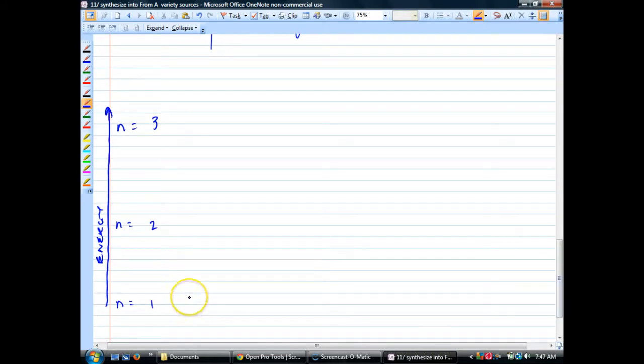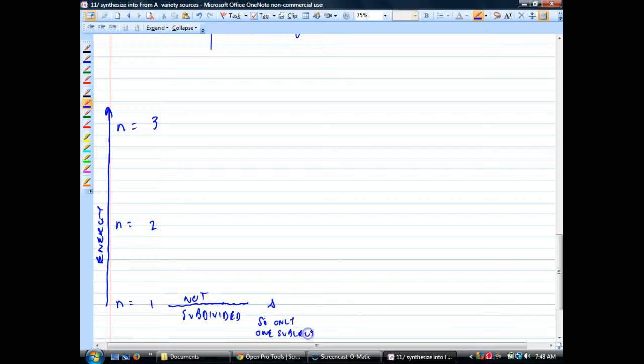Now it turns out that principal energy level 1 has only one subdivision. In other words, it's not subdivided. So it only has one sublevel, which is an S sublevel.